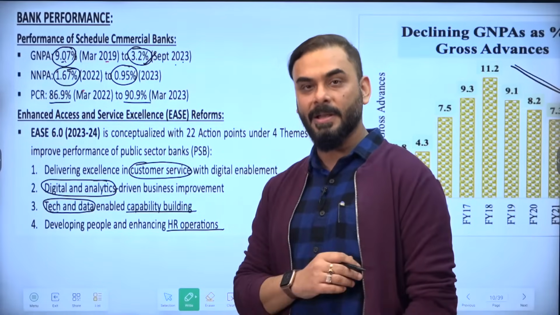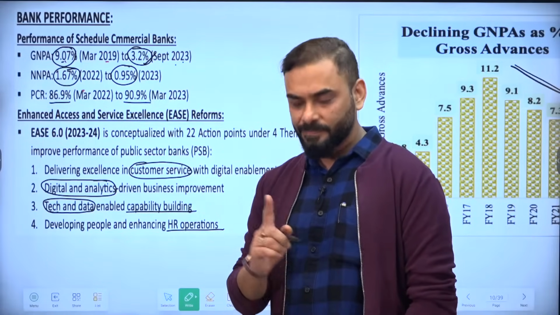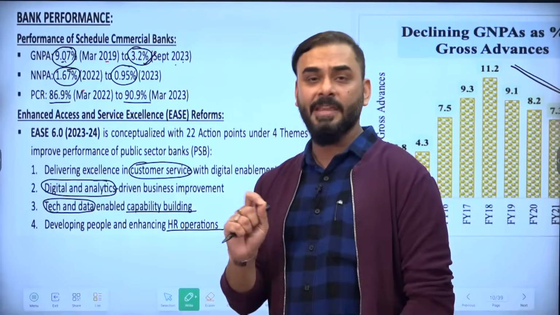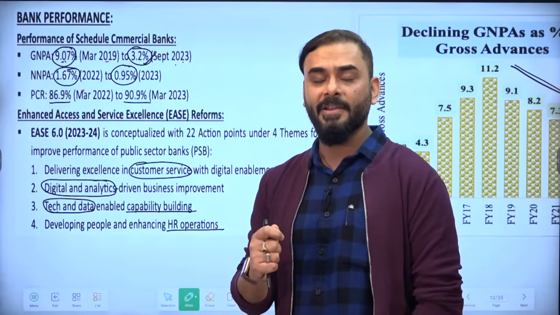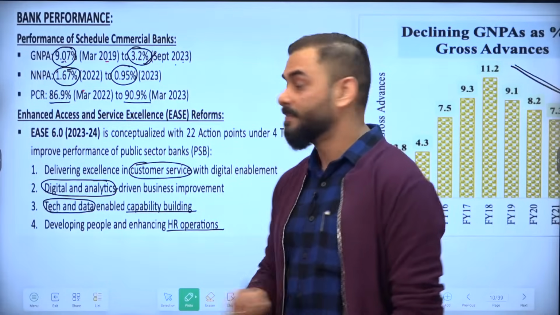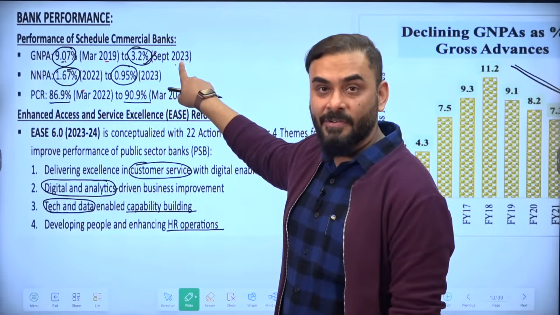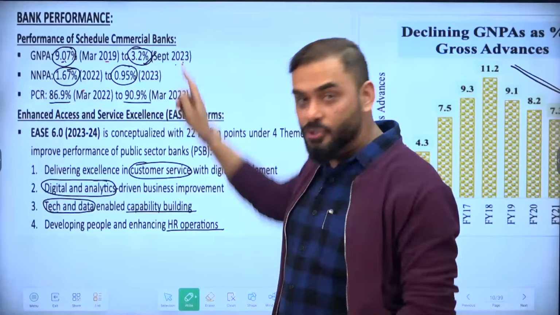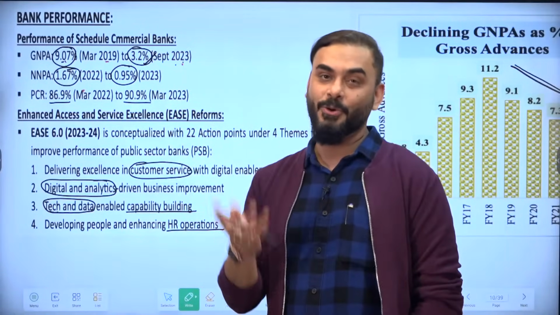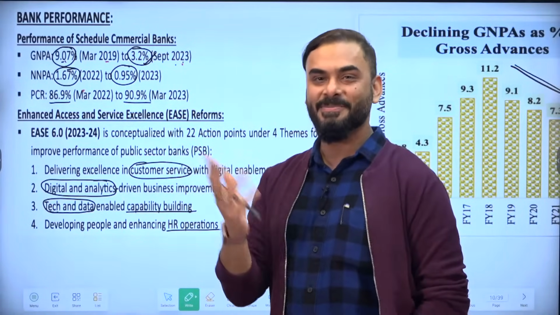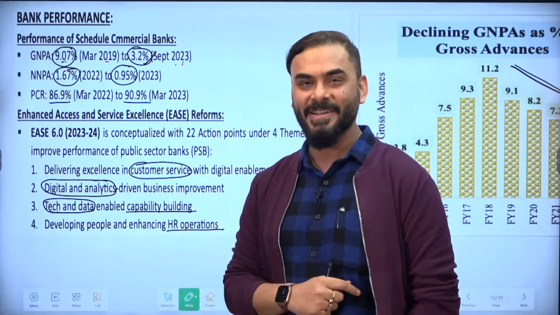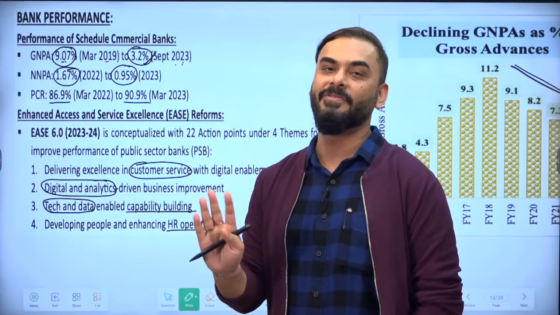So many things were done, right? So any scheme, any program launched by RBI or Government of India can be asked in UPSC, because they have said that our gross NPA has come down and so many steps were taken. There are a dozen steps taken. Now we have to prepare each of the steps, especially for mains. 100% we have to prepare.